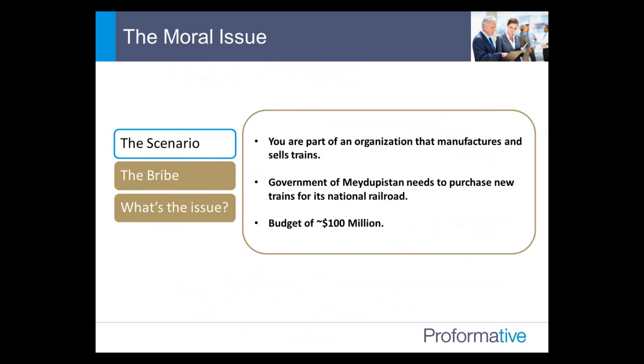You're in the manufacturing sector. And let's say a foreign government, say the foreign government of Made-Up-istan, needs to purchase some trains for their national railroad. And they've got a budget of about $100 million that they want to spend on this project.